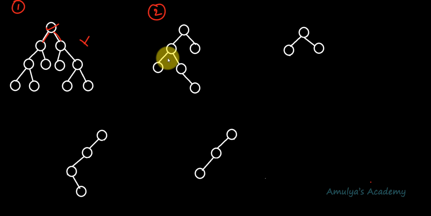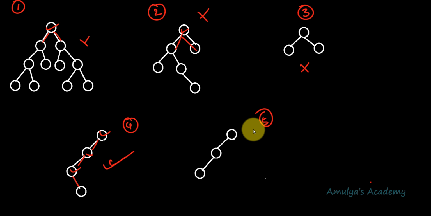It is not. The second example is this. This is also not a pathological binary tree because this node contains two children, so it is not. It is also not because it contains two children. It is yes because here we can see this node contains only one child node, this node contains only one child node, this node contains only one child node. So yes. This is also yes because the node contains only one child node.